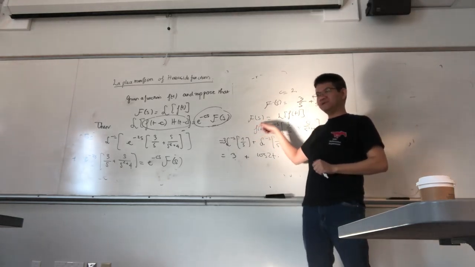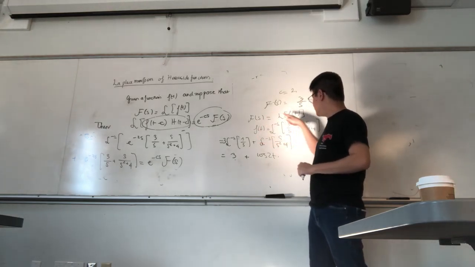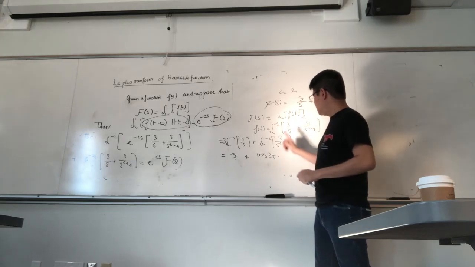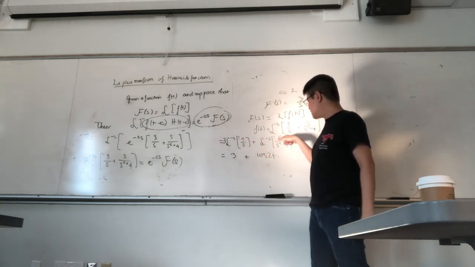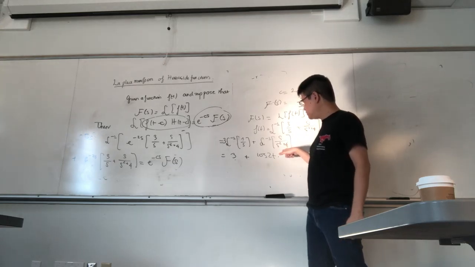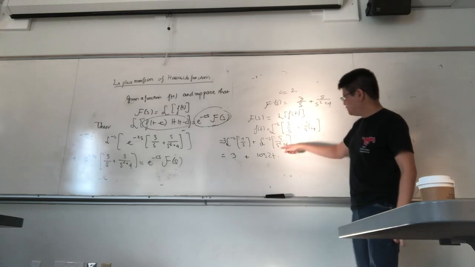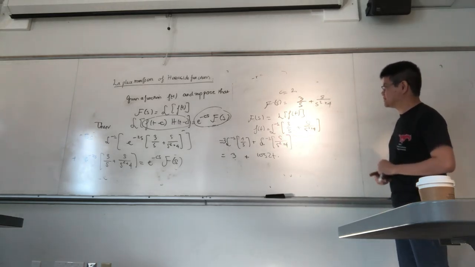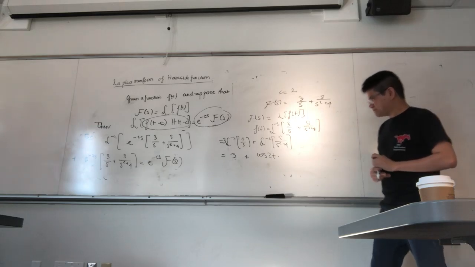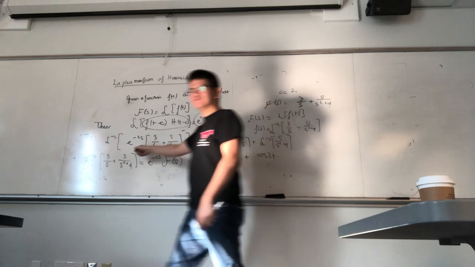This capital F will be the Laplace transform of the little f, right? So the little f will be the inverse Laplace transform of this guy, which is 3 times the inverse Laplace transform of 1 over s plus the inverse Laplace transform of s over s squared plus 4. The inverse Laplace transform of 1 over s is 1, and the inverse Laplace transform of s over s squared plus 4 is cosine of 2t, right? So, what is the inverse Laplace transform of this guy?